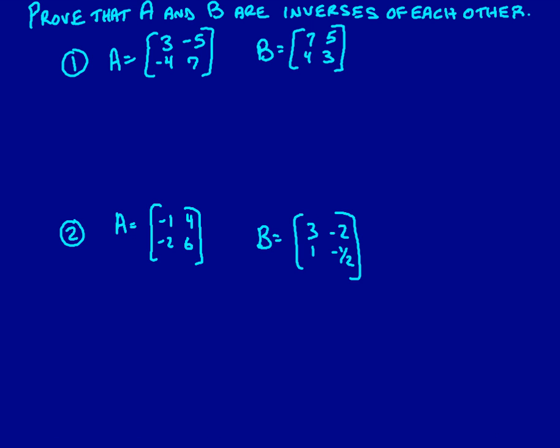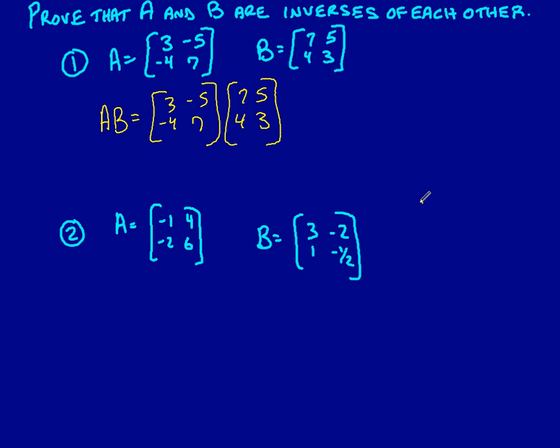We're looking here at inverse matrices and how to find them. First, all we've got to do is prove that they are inverses. The only way to do that is by multiplying the two matrices together, A times B. So I'm just going to rewrite them real quick, and then we're going to multiply them to find what the product would be.